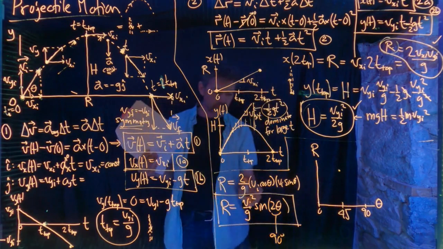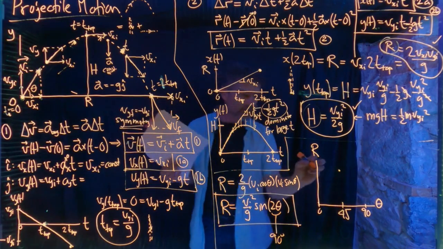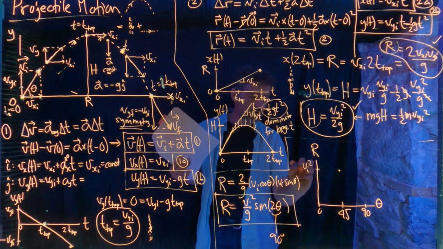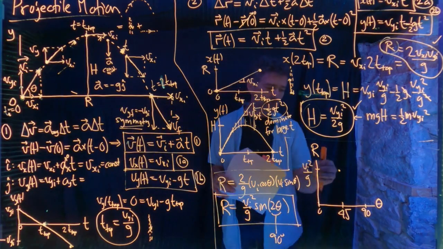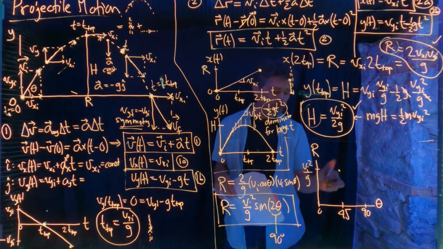And what is its maximum value? Well, it's v initial squared divided by g. Basically proportional to the initial kinetic energy. Double the kinetic energy, you double the range for any launch angle.